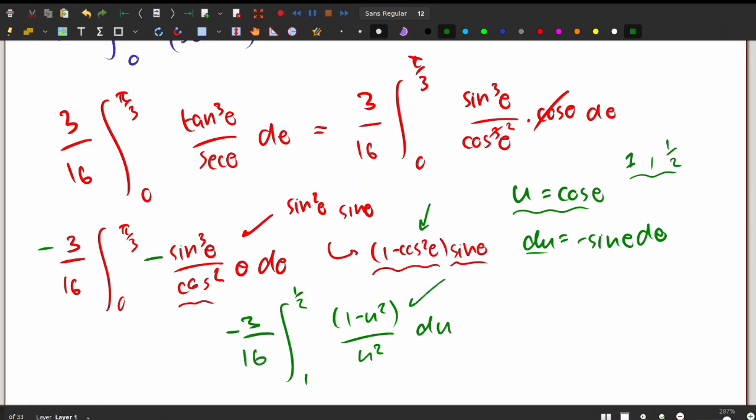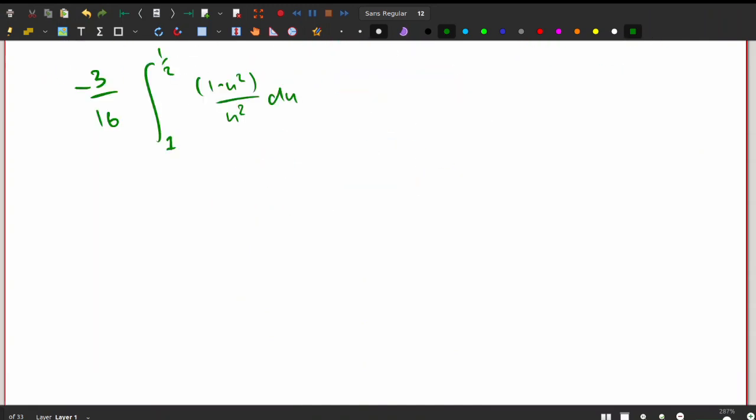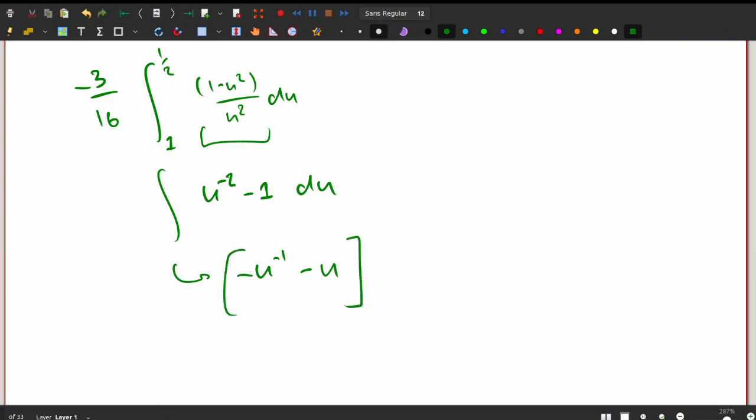Now this is a lot easier to anti-differentiate, so let's do it and let's solve the integral. So the first thing I'm going to do is rewrite this expression to make it u to the negative 2 minus 1 du. And when we integrate this, we're going to get negative u to the negative 1 minus u plus c, but that doesn't matter because we're doing a definite integral over here. So we're actually evaluating this function from 1 to 1/2.